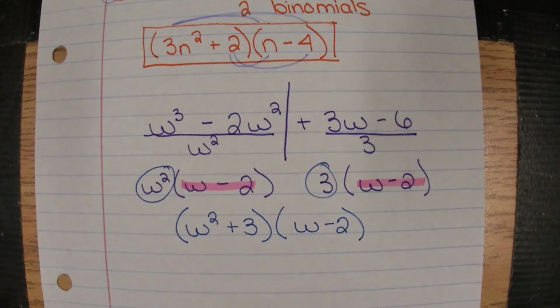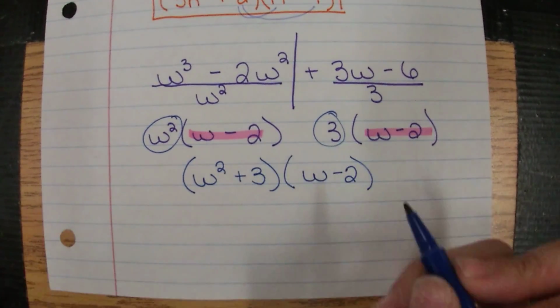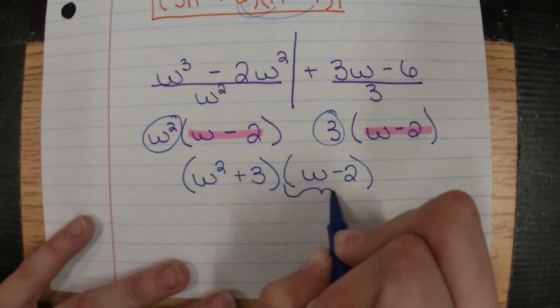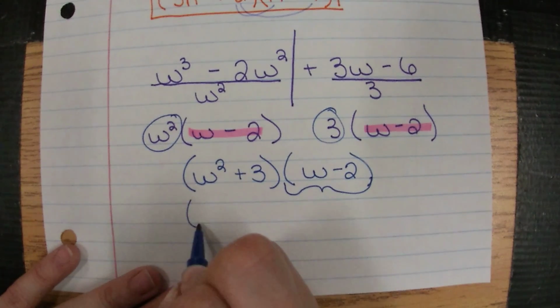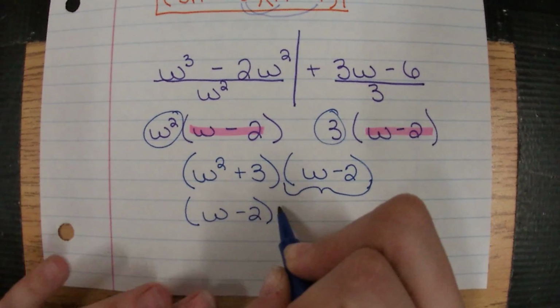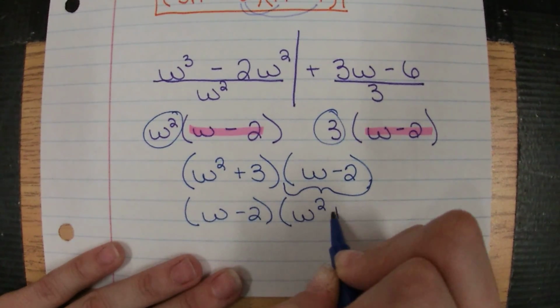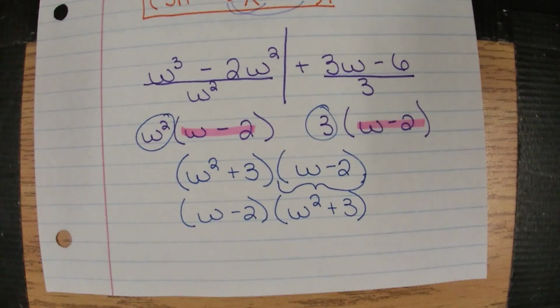Now, just understand that it would be totally fine, right? The order of multiplication doesn't matter. So this binomial could be in front. So we could have w minus 2 times w squared plus 3, and that would be representing the exact same thing. So if you have a different binomial in front than someone else, or if you're looking at a multiple choice answer and your binomials are in a different order, that's totally fine because the order of multiplication is allowed to change.